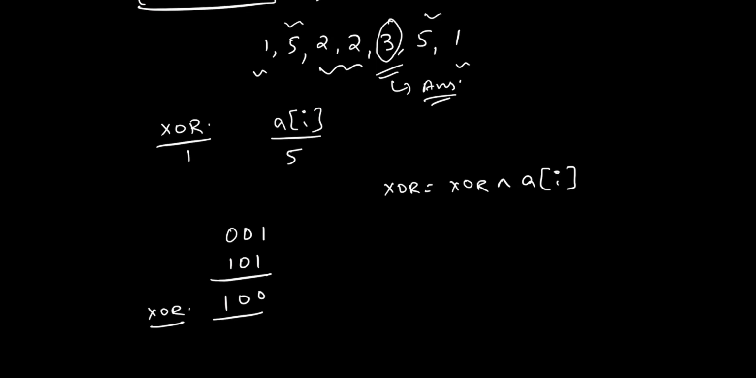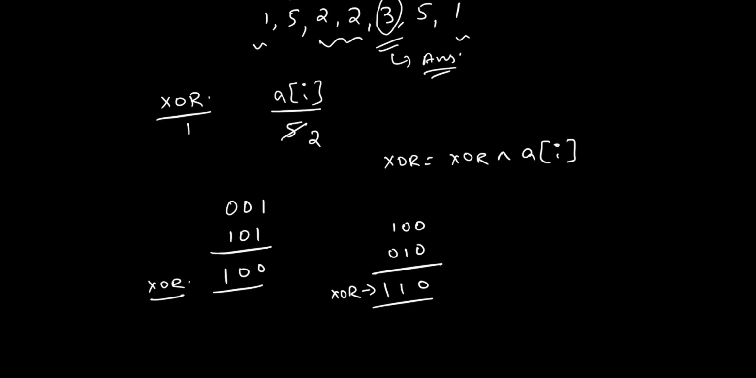Now the next a[i] becomes 2. My current XOR is 100, and I XOR it with 2, whose binary is 010. So 0 XOR 0 is 0, 0 XOR 1 is 1, and 1 XOR 0 is 1. Now this is my current XOR, 110. Now my next element is 2 again. My XOR is 110, and 2 is 010. I do a XOR: 0 XOR 0 is 0, 1 XOR 1 is 0, and 1 XOR 0 is 1. So this is my new XOR.